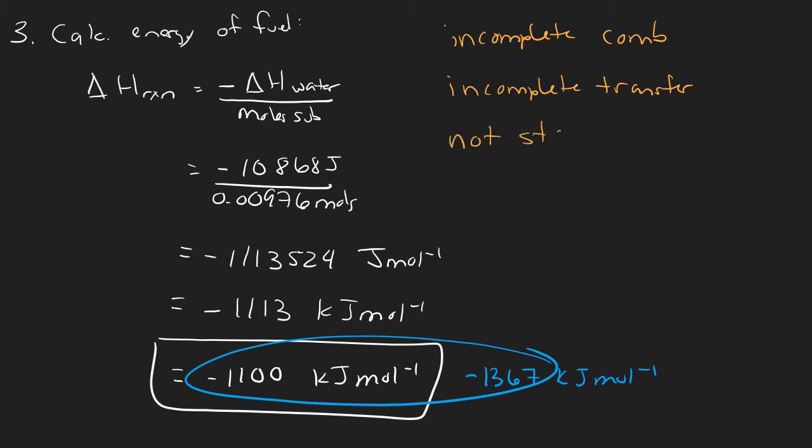And this was not done under standard conditions. Again, really hard to control. It may not be at 100 kPa. That's not happening for us here in Colorado. It may not be at 298 Kelvin. We cannot control the temperature in our classrooms. So there are reasons why this may not work.